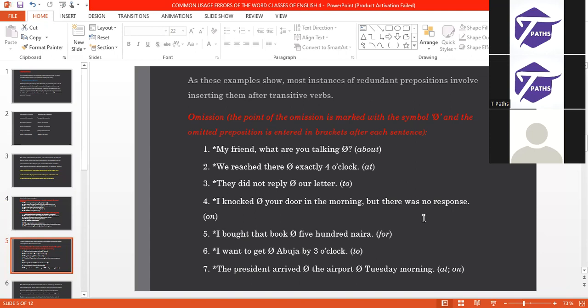Next one, number 7, "the president arrived at the airport Tuesday morning." You hear this type of expression from news broadcasters, okay? Those who broadcast news. You hear it from reporters, on radio, on TV, right? "The president arrived at the airport Tuesday morning." Rather than the correct English, "the president arrived at the airport on Tuesday morning."